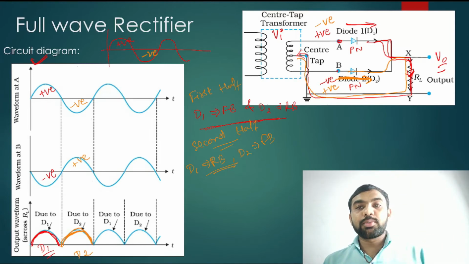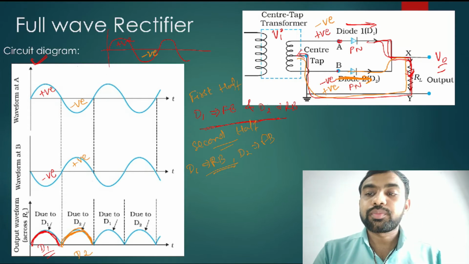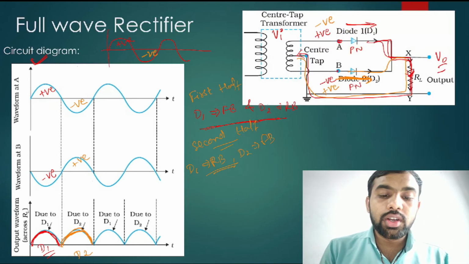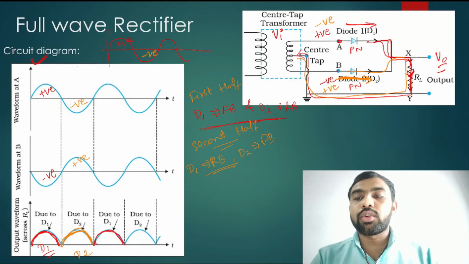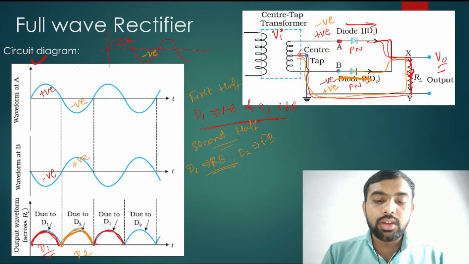A becomes positive, diode 1 is in forward bias, and again the current flows through it because of diode 1. Again B comes into forward bias, and again the current flows. See, all this current is passed through it.